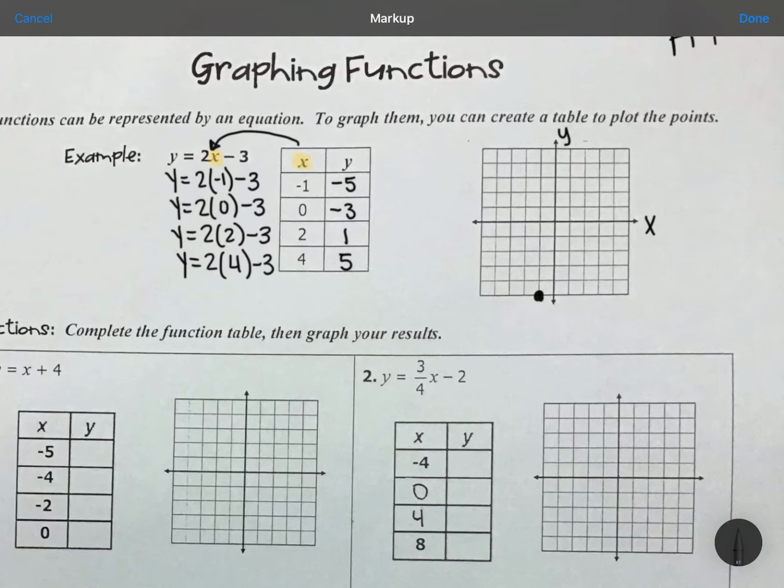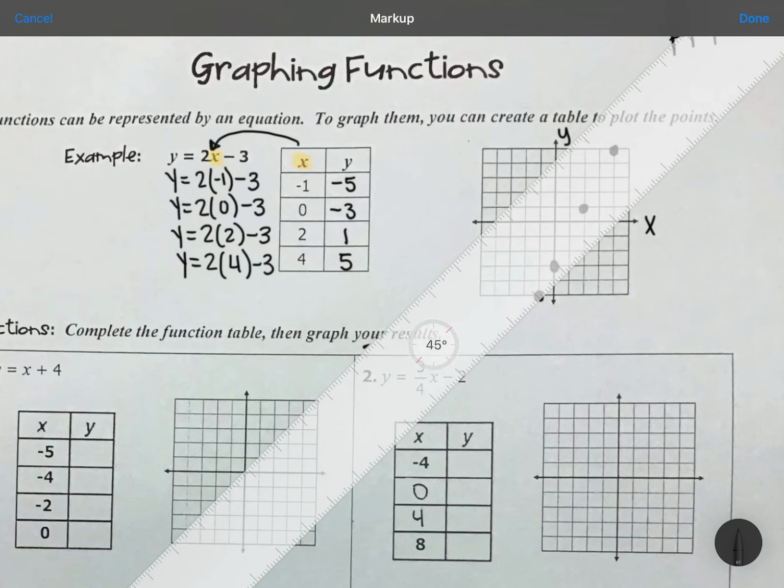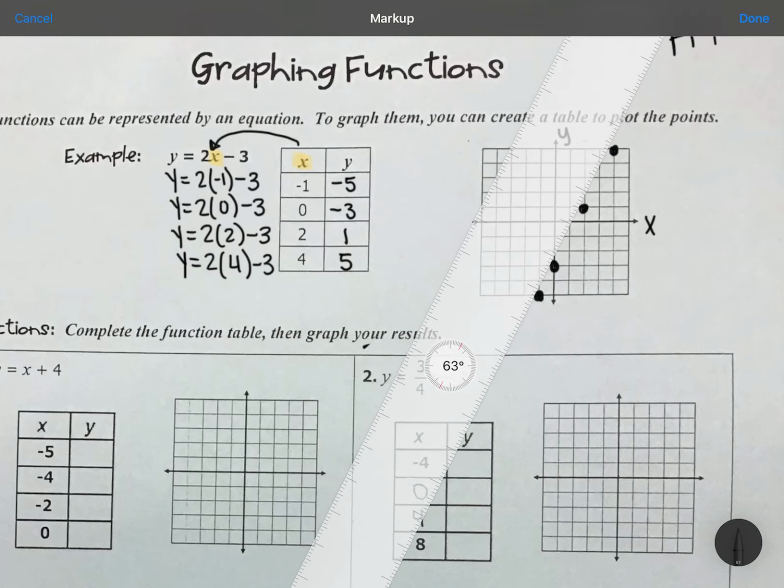The next one is 0, -3. So we don't go anywhere on the x because that's a 0. And then the y is -3, so that's down 3. 2, 1 is to the right 2, and then up 1. 4, 5 is to the right 4, and then up 5. And now we're going to connect these dots because this is a linear equation, which means it makes a line.